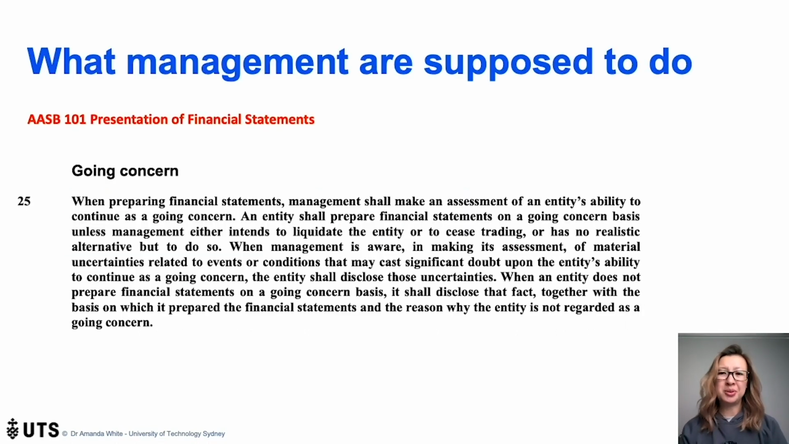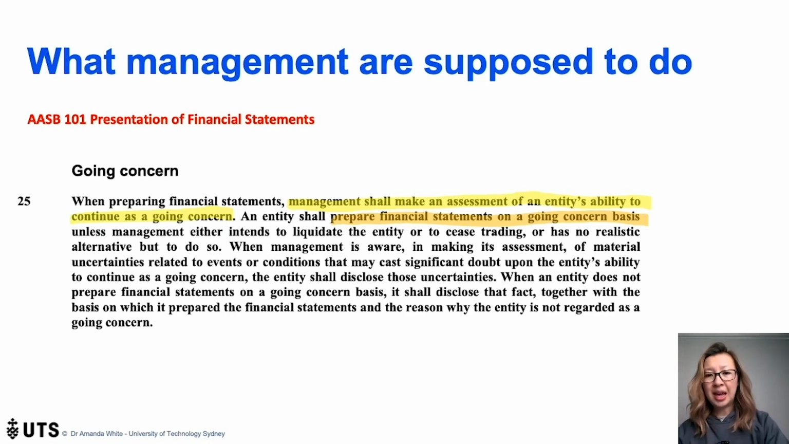So what are management supposed to do? AASB 101, and you may notice I've referred a bit to AASBs, says management shall make an assessment of the entity's ability to continue as a going concern. A going concern means that they're able to pay their debts as they fall due by generating revenue. Now, if we think, yep, we can do that, they prepare the financial statements on a going concern basis. That means we use historical cost, right? It's a traditional accounting process.